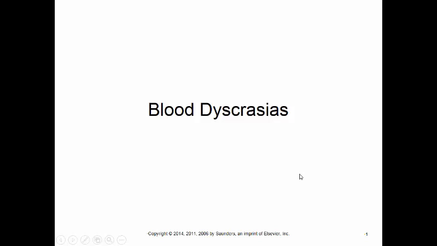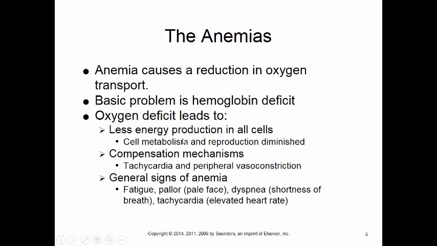So moving on to blood dyscrasias, which are the disorders that involve the cellular components of the blood. So we'll start off with the anemias. They all pretty much present similarly, and anemias result in a reduction in oxygen transport. So we have less oxygen. The basic problem usually boils down to hemoglobin deficiency. There's not enough hemoglobin for one reason or another.